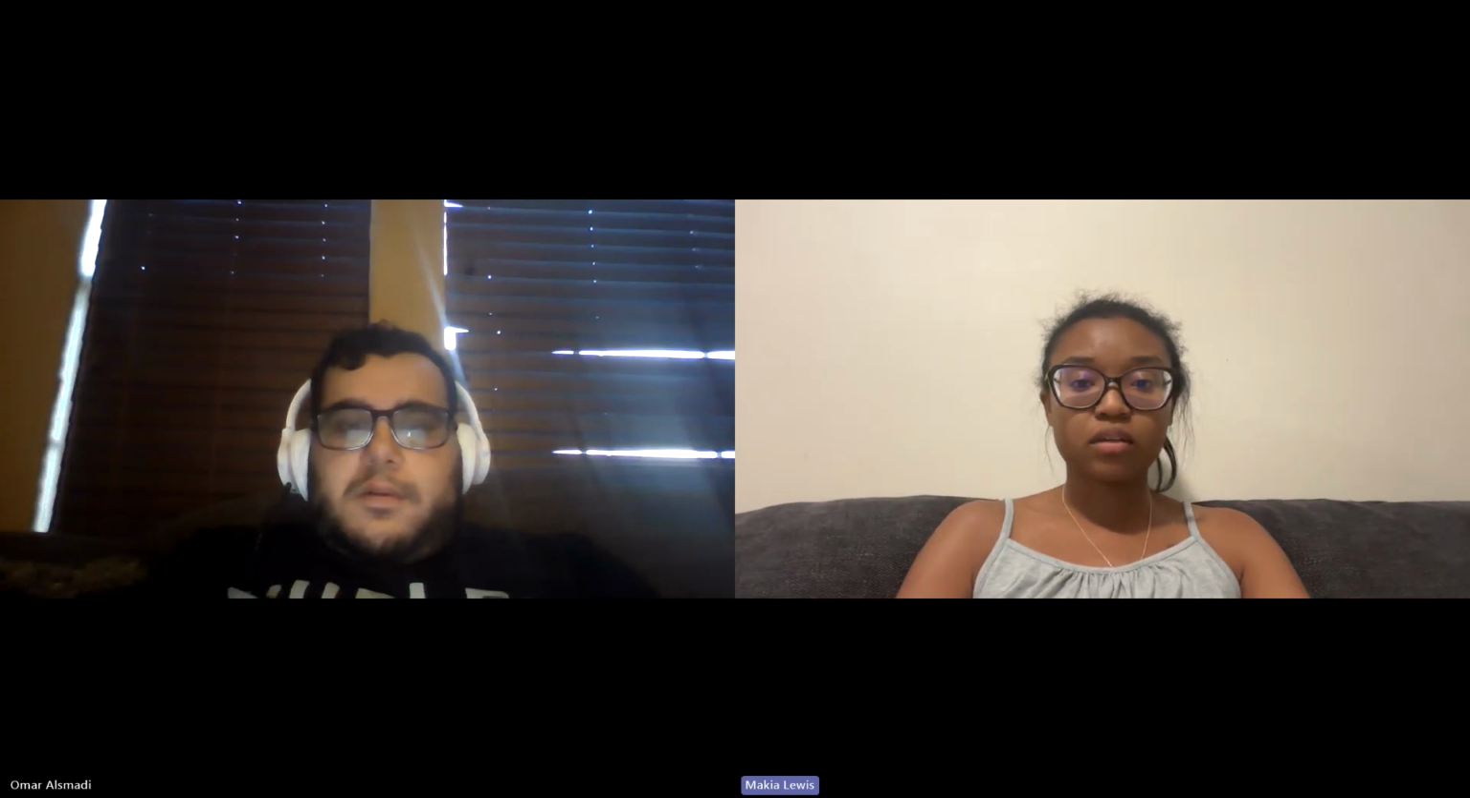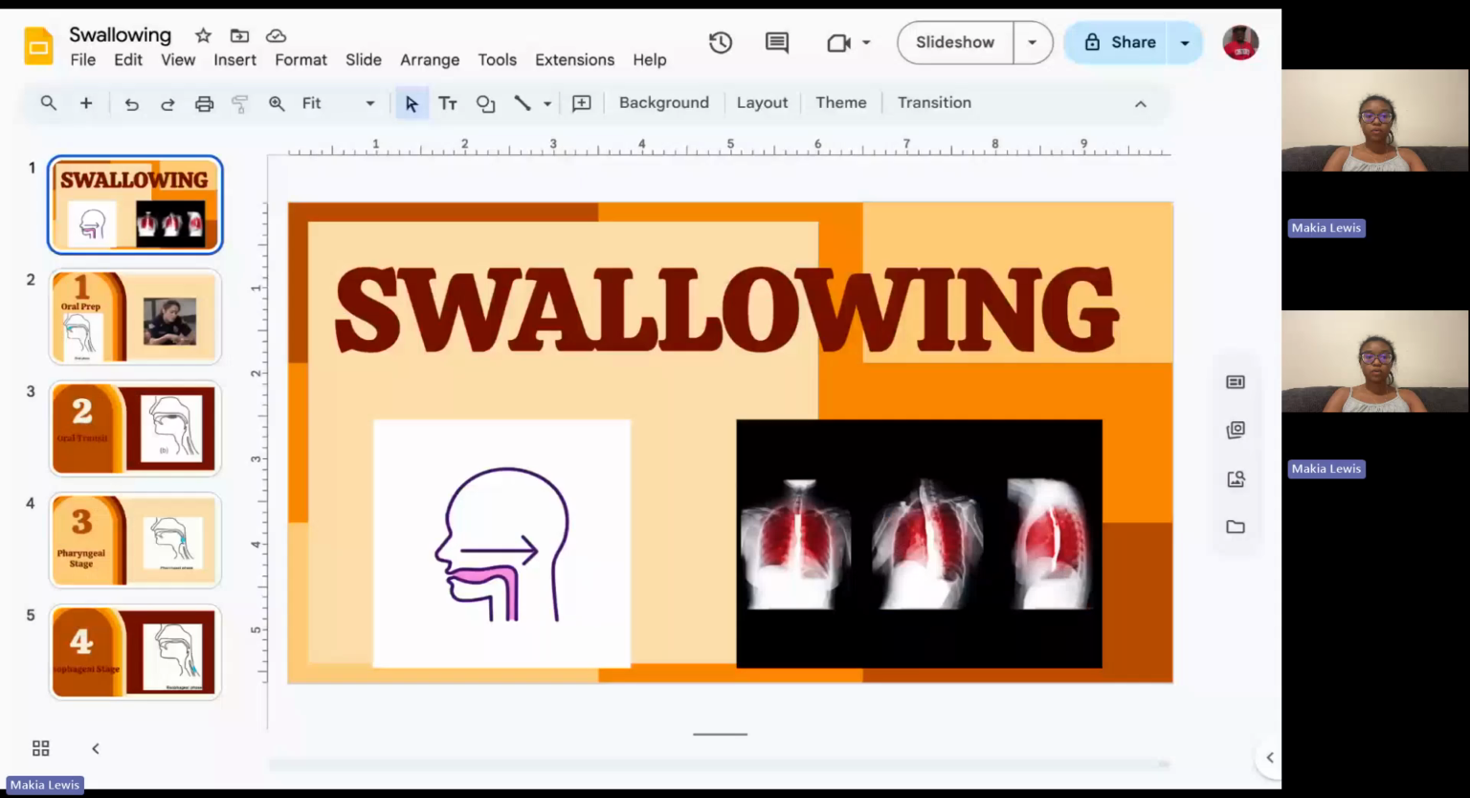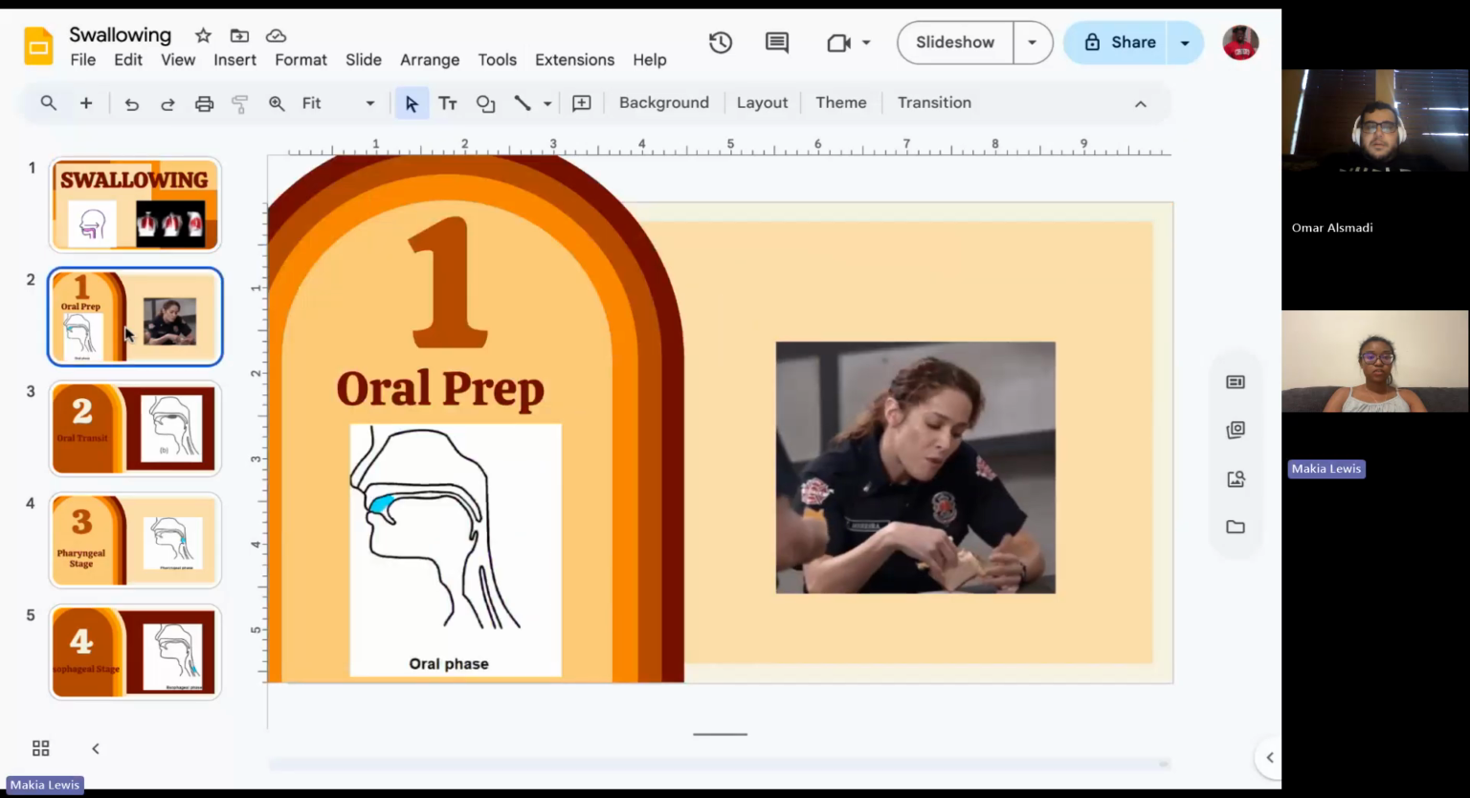Okay, let's see. All right, so these are just a few pictures of the swallowing and things. All right, so the first phase is the oral phase. And this picture right here is basically showing where it starts, which is when you first put food in your mouth. So the oral prep is the stage of getting food ready for swallowing.